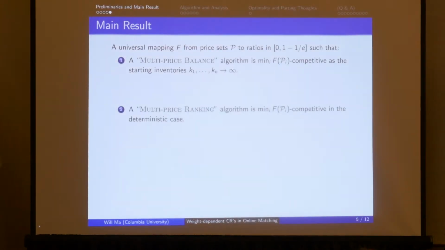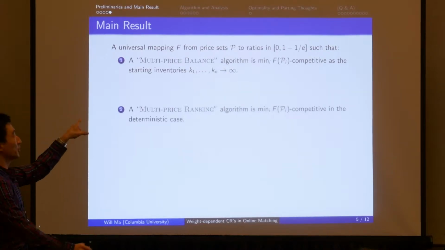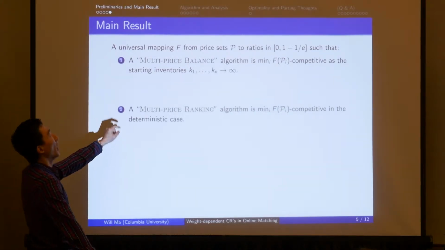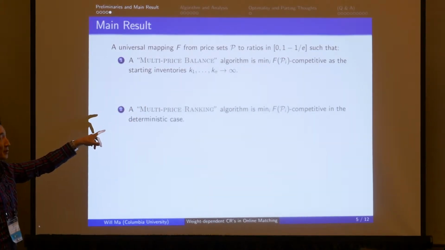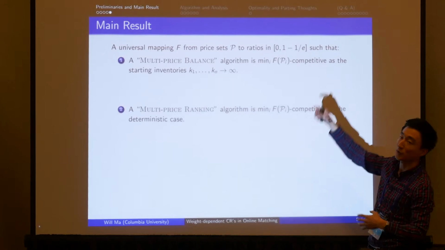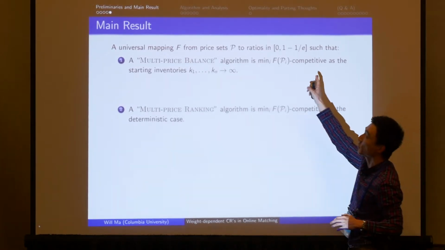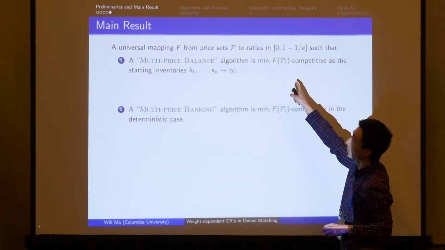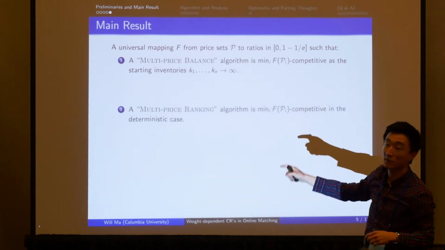Okay, so our main result is the following. We derive a universal mapping F from price sets P to ratios in the range 0 to 1 minus 1 over e, such that, for any subset of positive real numbers, F will give that subset a value. Then for an instance, we have a multi-price balance algorithm, which is minimum over i of F of P_i competitive. So you take the worst price set, the price set with the smallest value of F, and that's the competitive ratio. The first algorithm will attain this if the starting inventories go to infinity.